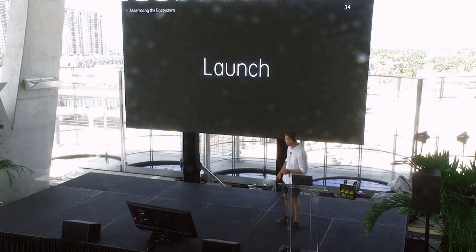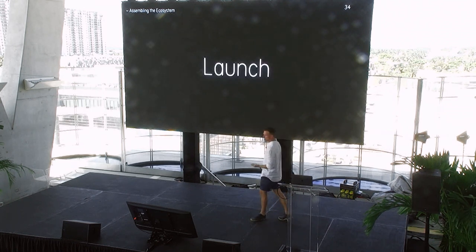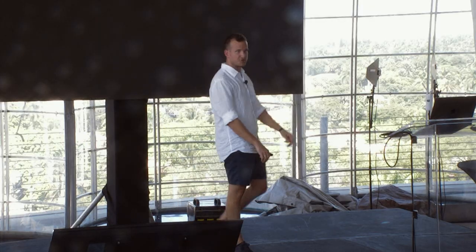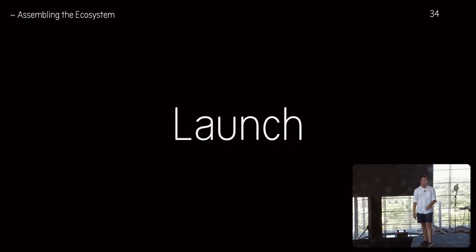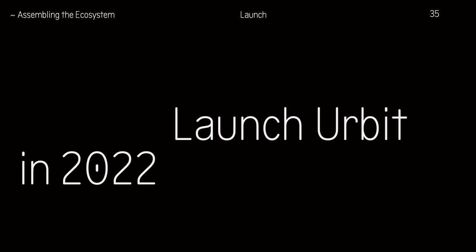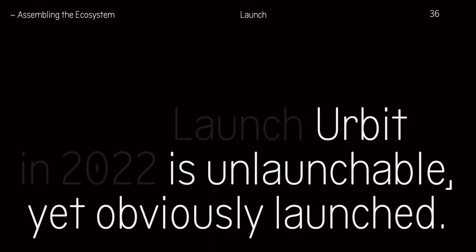At the beginning of this year, I became really preoccupied with this idea of launching Urbit amidst a shower of glory, flames, all of those things. We were going to have 2022 be the year that Urbit launches. And then I had this conversation with Galen yesterday, where he pointed out something that should have been painfully obvious to me, which is that you can't launch Urbit. Urbit is not a launchable thing, but it is obviously launched.